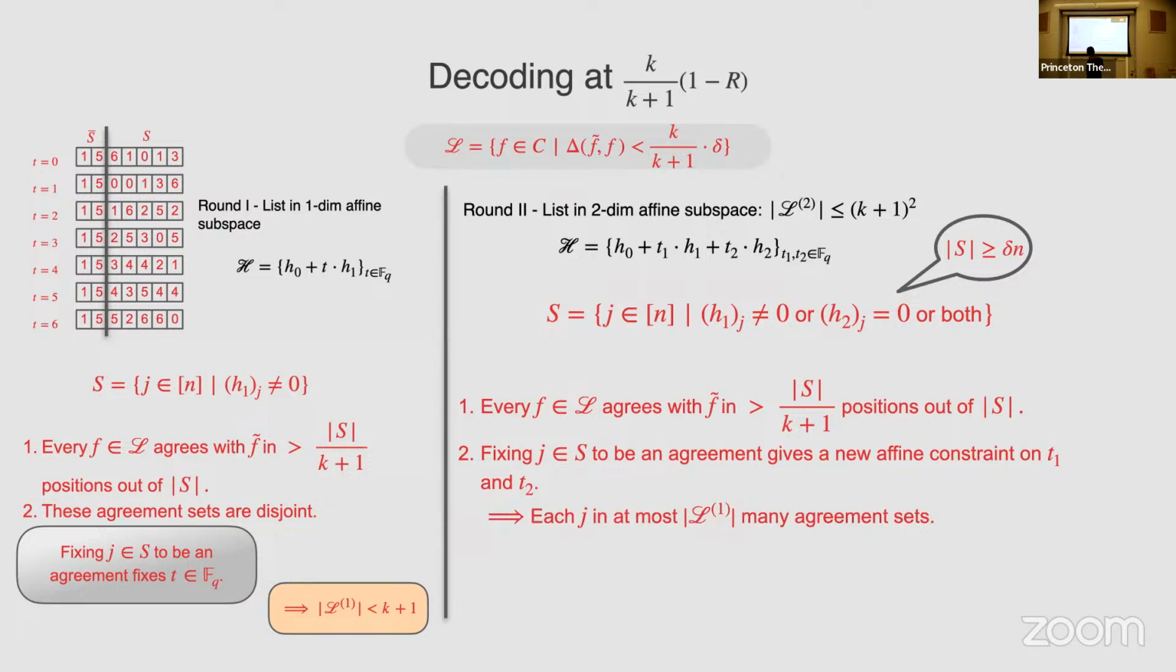And then we can say that previously each J was in at most one agreement set. Now we can say that each J is actually in at most L1 agreement sets. L1 is the list size for dimension 1. This is some sort of weak disjointness property that each vertex only appears in so many agreement sets.